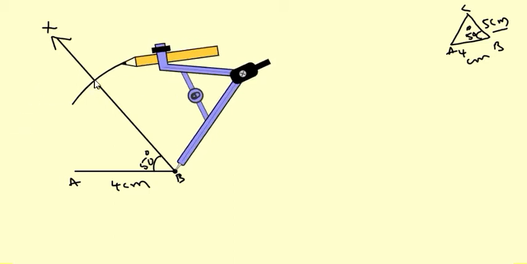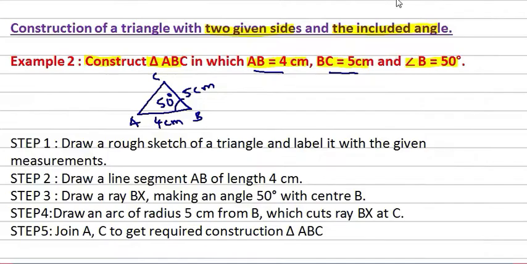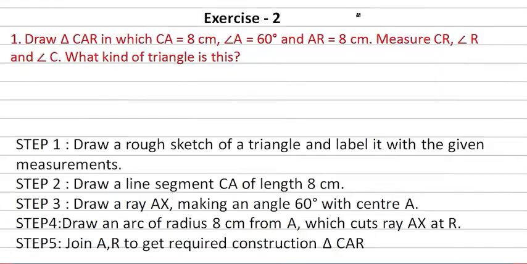Now here we got the exact location of point C. We don't know the length of AC, but we know the position of C and A here. So just simply join A and C to get triangle ABC, and the BC length is 5 cm. It is the required construction of triangle ABC. And these are all the steps for this construction. Now let's go to exercise 2.